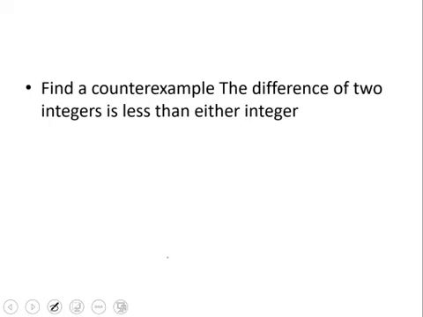The difference of 2 integers is less than either integer. Okay, so a counterexample of this could be 5 minus a -2. 5 minus a -2 ends up getting us a +7. That's greater than both those numbers. And so that would be an easy counterexample. So again, any positive number minus a negative number will actually get you a larger number. And again, they're integers. Integers are nice whole numbers.